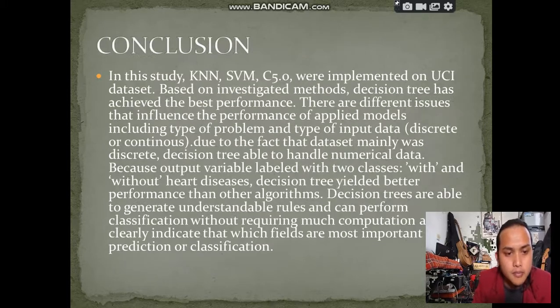The conclusion is that in this study, KNN, SVM, and C5.0 were implemented on a UCI dataset. Based on the investigated methods, the decision tree has achieved the best performance. There are different issues that influence the performance of applied models, including type of problems and type of data. Due to the fact that this dataset was mainly discrete, the decision tree was able to handle the data because the output variable was labeled with two classes, with and without heart disease. The decision tree yields better performance than the other algorithms. Decision trees are able to generate understandable rules and can perform classification without requiring much computation, and clearly indicate which fields are most important for prediction or classification.